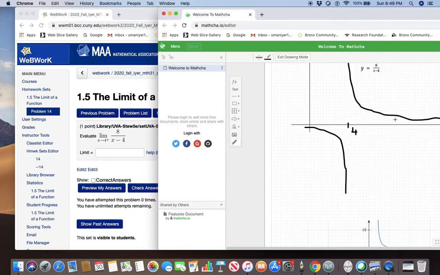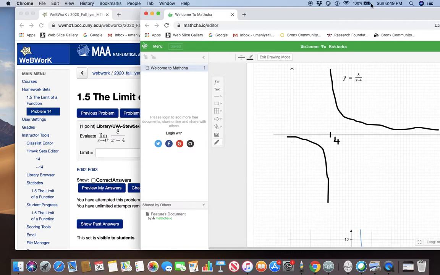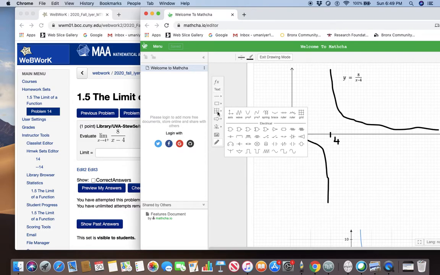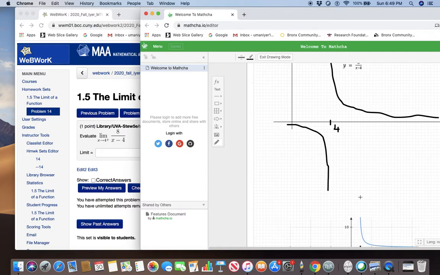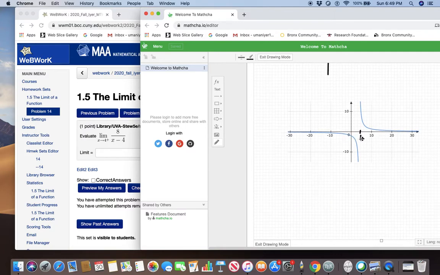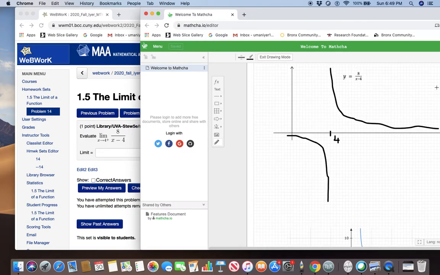All right. So I have used the graphing package from this Matcha somewhere here. There you go, Function Plot. So here is 4, and that is the graph of 8 over x minus 4. Close to what we just did.